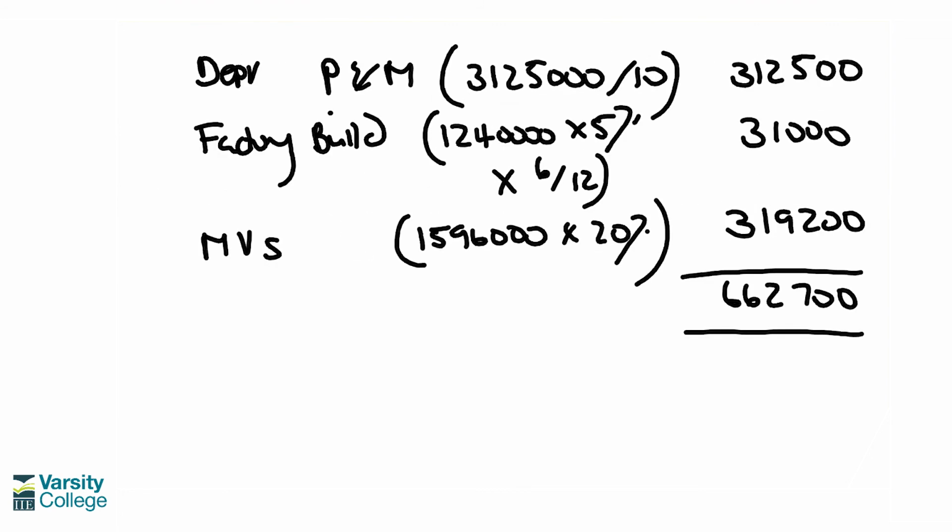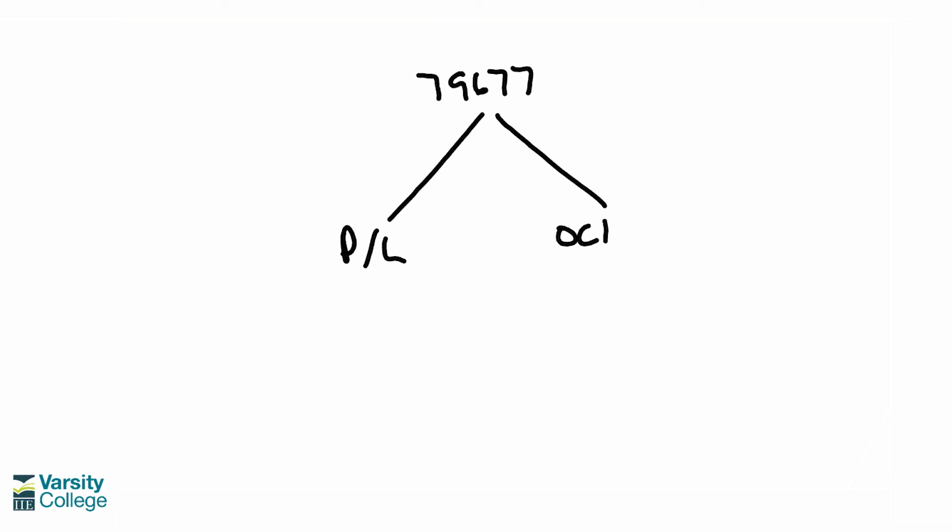Right, so let's have a look at it. Let me find a blank one. So it's the 79,677, and we want to split it between P&L and OCI. The easiest way to do it is to do the calculation for OCI first. OCI relates to the land and buildings. So I'm going to do two simple little calculations to work out the DT on the revaluations. Do land first, because it's the straightforward one.